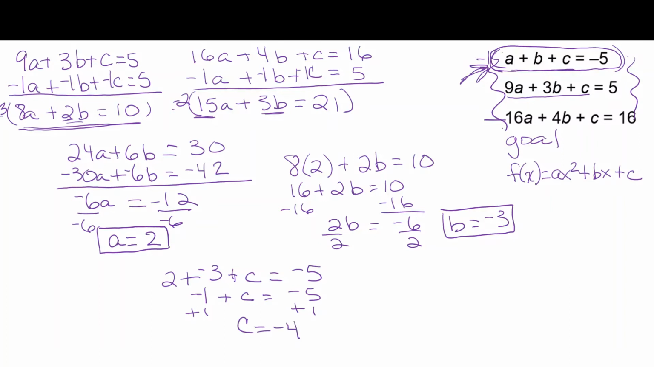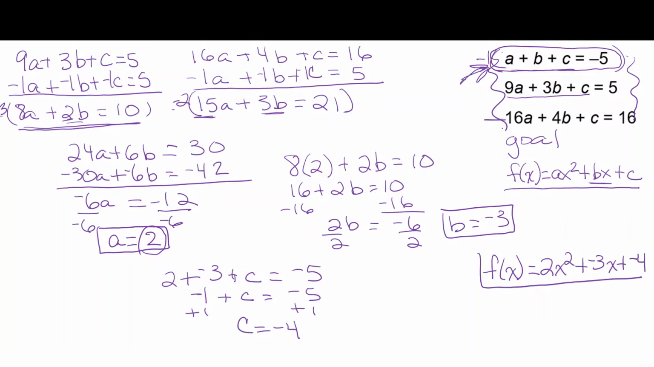So now all I have to do is go back to my original goal, which was to put it in this quadratic function equation. So I'm going to say f of x equals ax squared. And so I see that my a is 2, so I'm going to say 2x squared plus bx, and my b was negative 3, negative 3x plus c, which is negative 4. So here is my final answer.